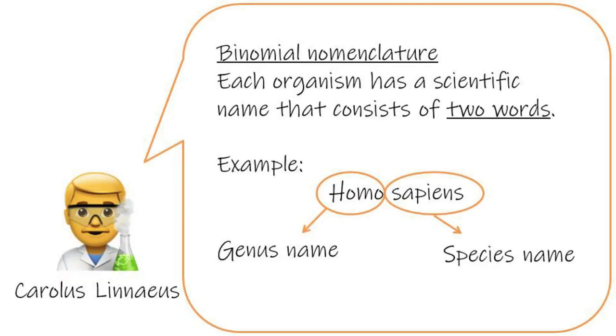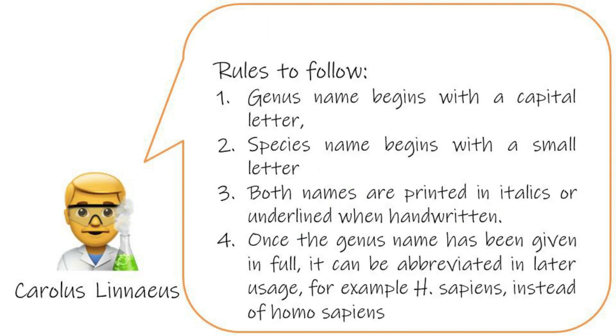Linnaeus also developed a system of naming organisms. In the system, each organism has a scientific name that consists of two words in Latin. The first word is the genus name. The second word is the species name. This way of naming organisms is called binomial nomenclature. The following are some rules to follow when writing scientific names. First, the genus name begins with a capital letter.